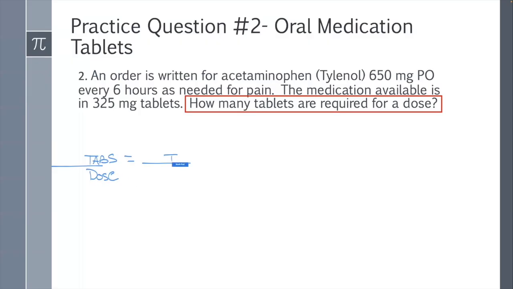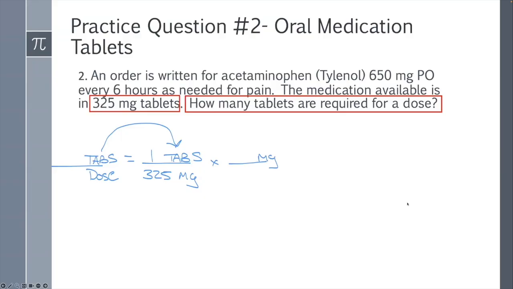I finished my setup. I'm going to put my tablets in the numerator because I have tablets in the numerator on this side of the equal sign. Okay. So I need tablets. When I go to read this question, there they are right there. It says the medication is available in 325 milligram tablets. I don't have 325 tablets. I have 1 tablet that is 325 milligrams. I need tablets per dose, not tablets per milligram. So we're going to move our milligrams to the top.